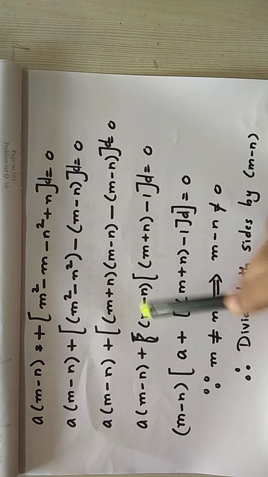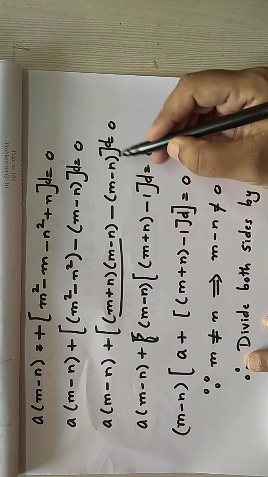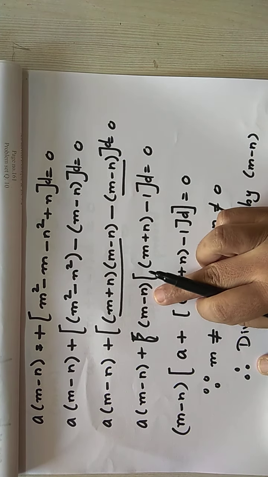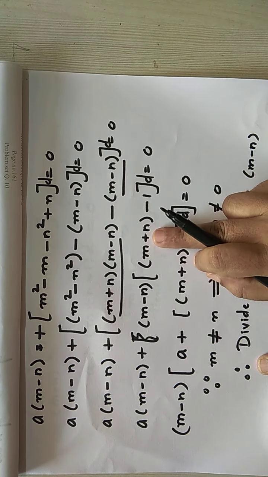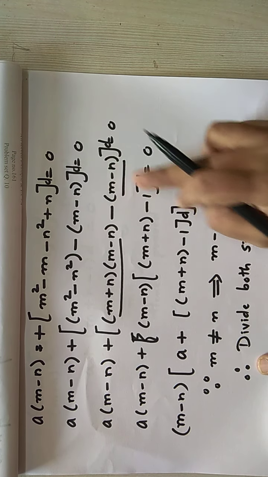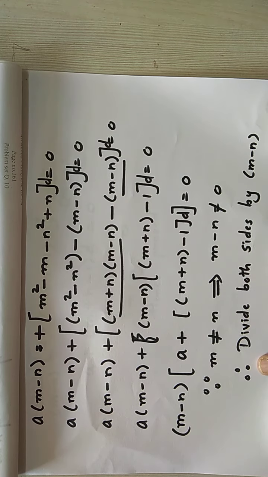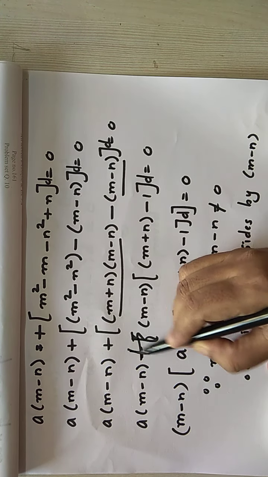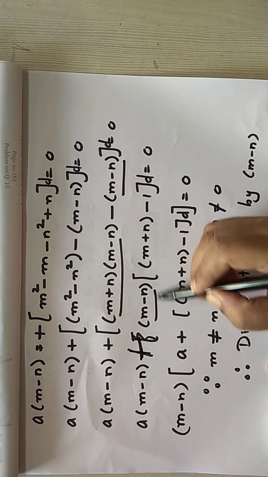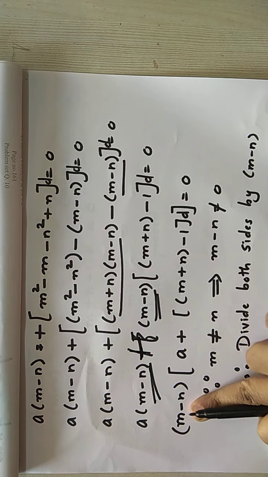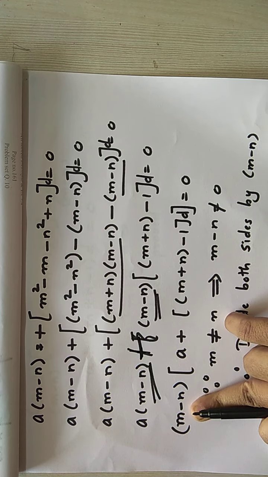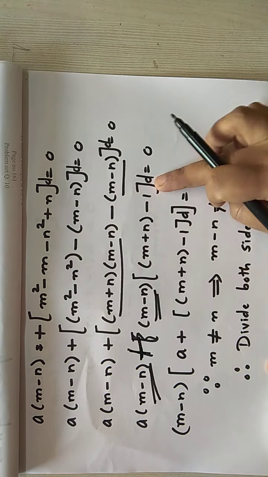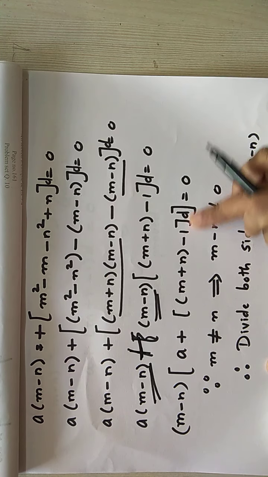M minus n comes out common. If you see, this is one term and this is another, and m minus n is the same over here. So m minus n comes out common. Here you have m plus n inside and here only 1 remains. Now again, here also m minus n, here also m minus n, with a plus sign in between. So this m minus n comes out common. We have a left here, this plus sign, and this bracket left: (m plus n minus 1)d.